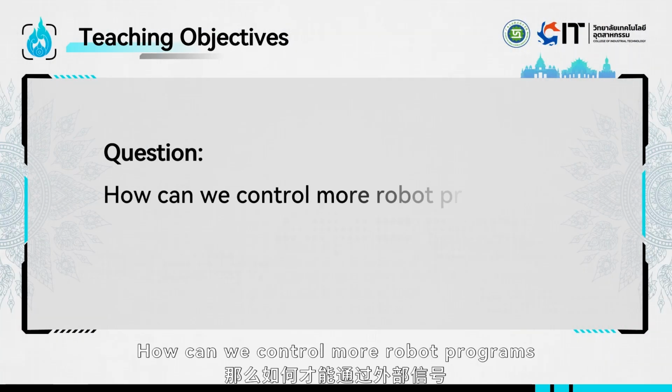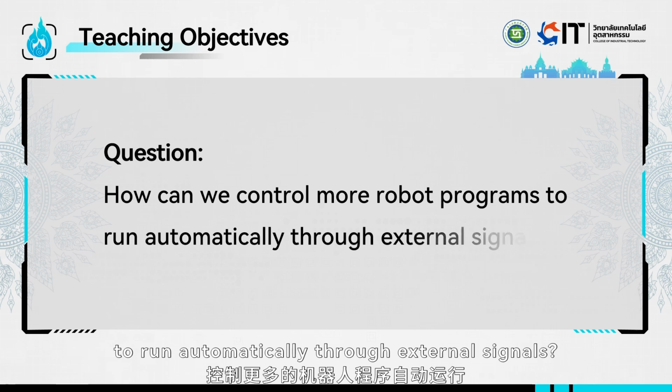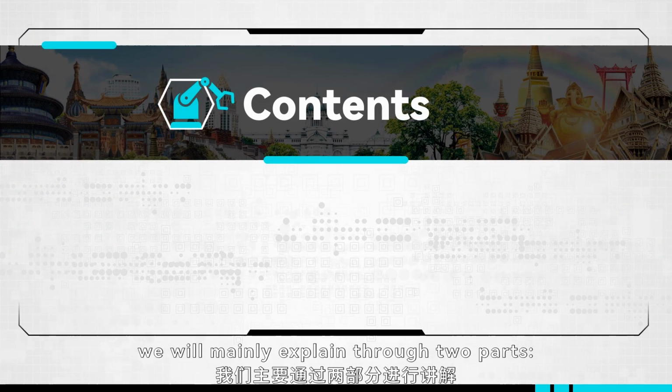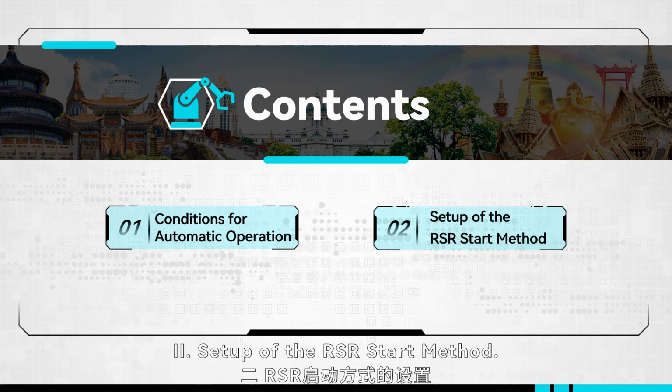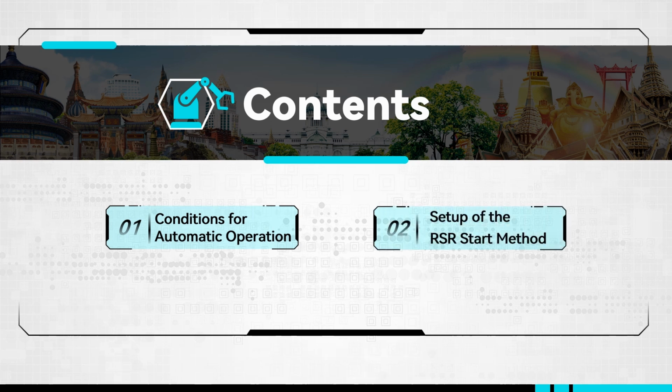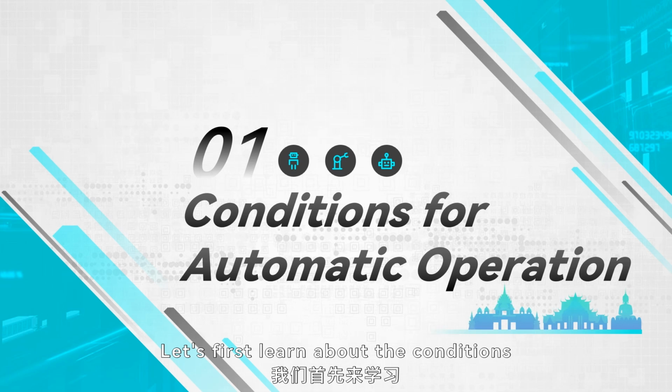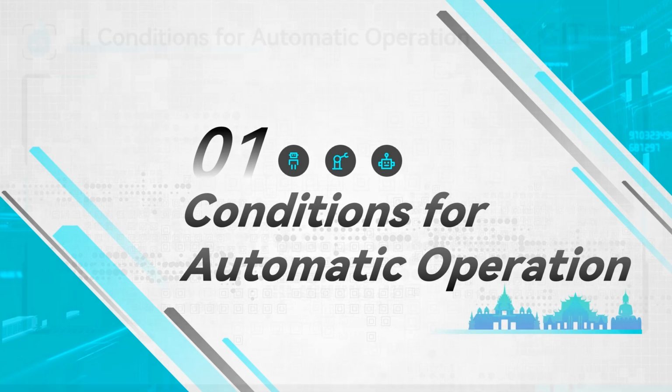How can we control more robot programs to run automatically through external signals? In this lesson, we will mainly explain through two parts. 1. Conditions for automatic operation. 2. Setup of the RSR start method. Let's first learn about the conditions for automatic operation.